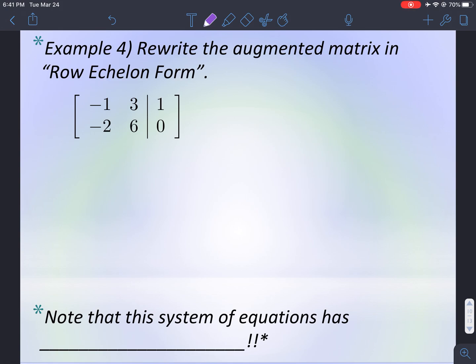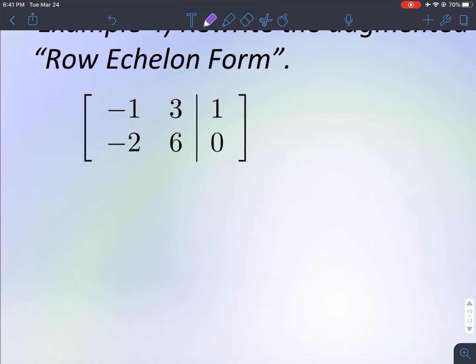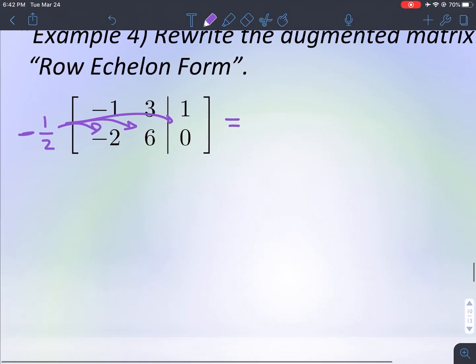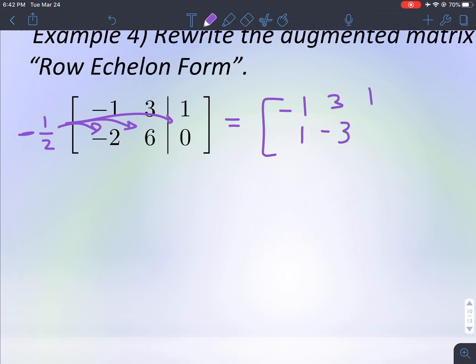Remember that row echelon form means we want to have ones on the diagonal and then zeros all underneath. So if I take a look at this particular matrix here, if I multiply the second row by a negative 1/2, then my next matrix will be -1, 1, 3, -3, 1, 0.